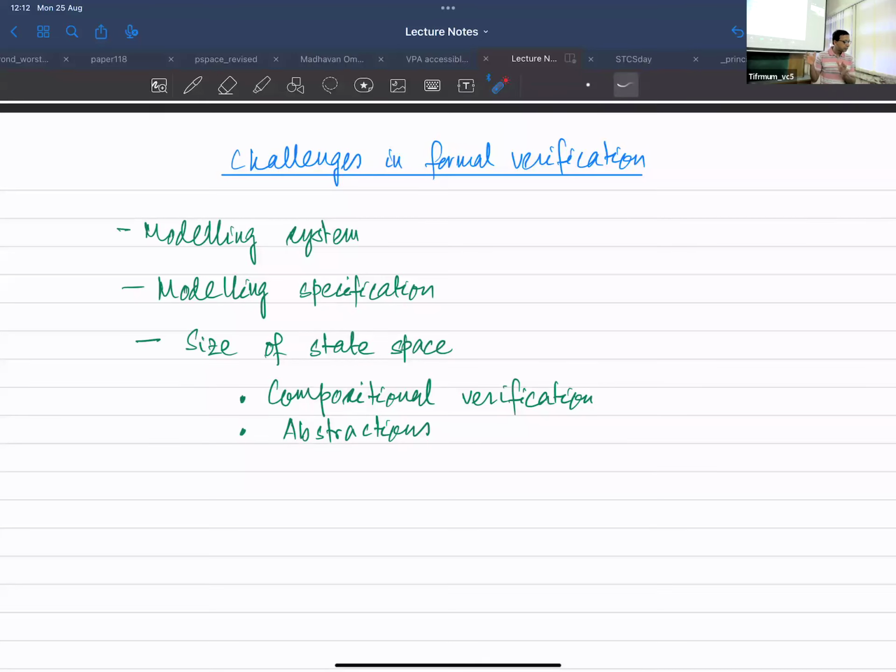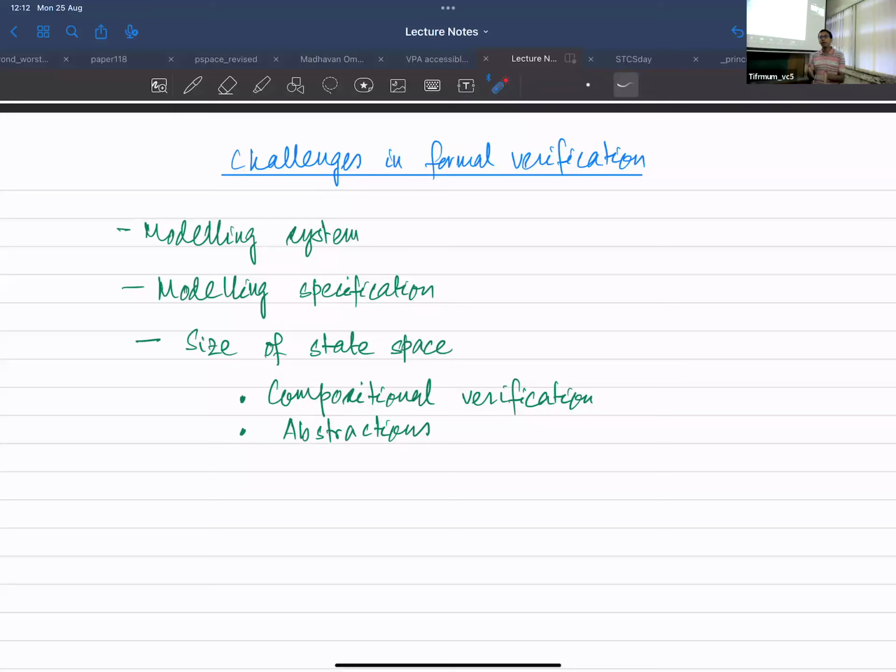So again, what are the challenges? The challenges are modeling the system, modeling the specification. Then one of the things that people would often face is the size of the state space. Because any realistic software that you take may have millions of states, and then you want your algorithm to be really efficient.